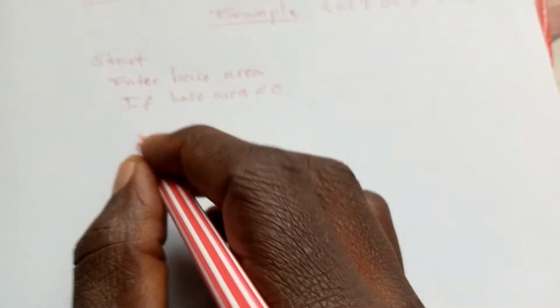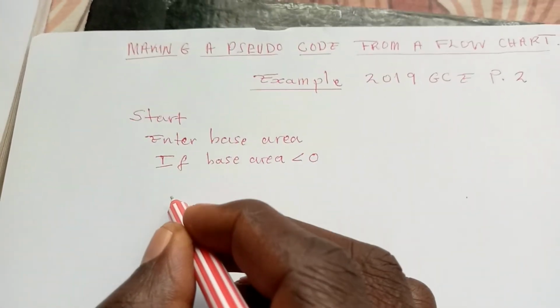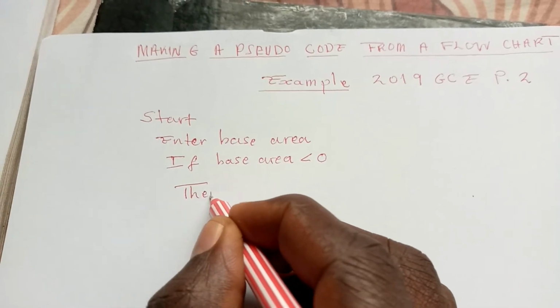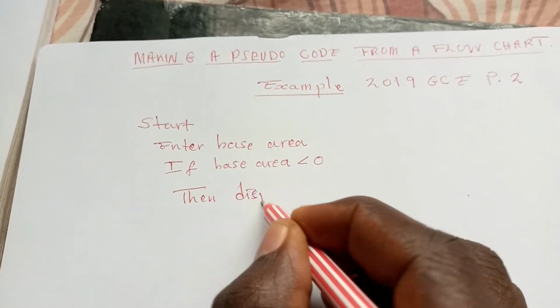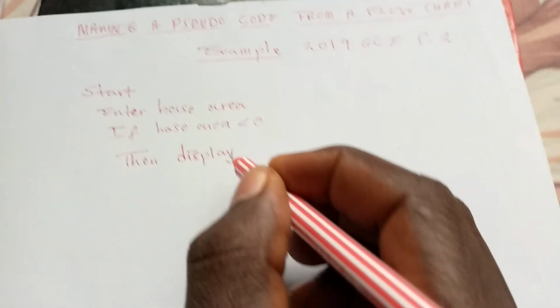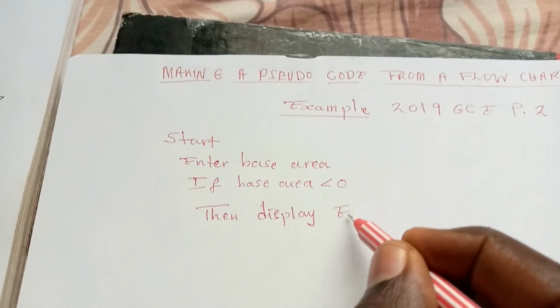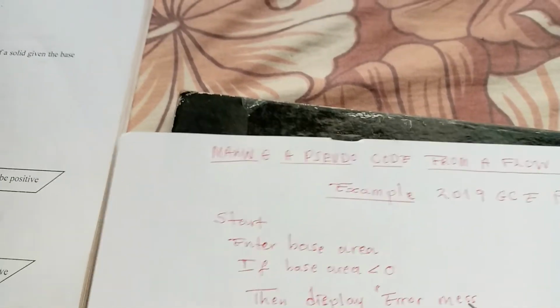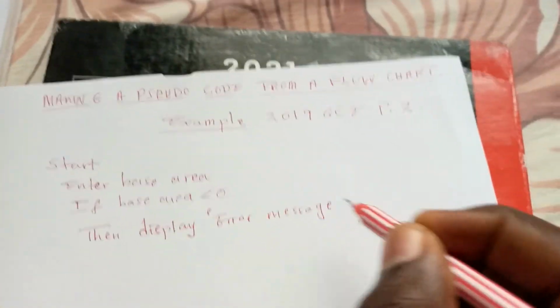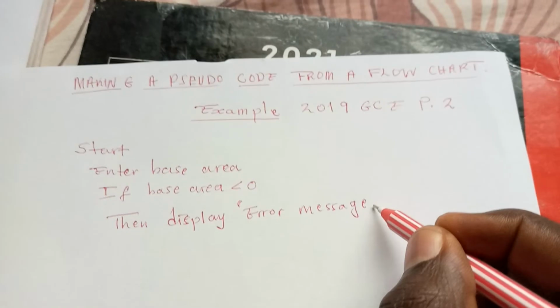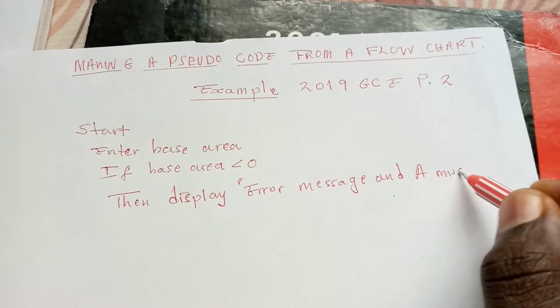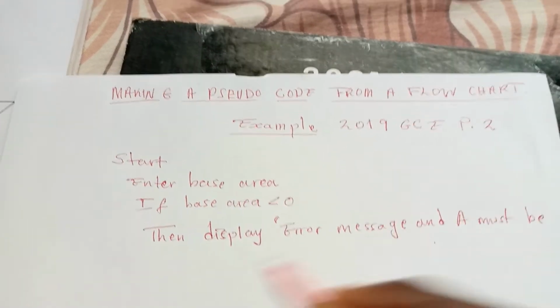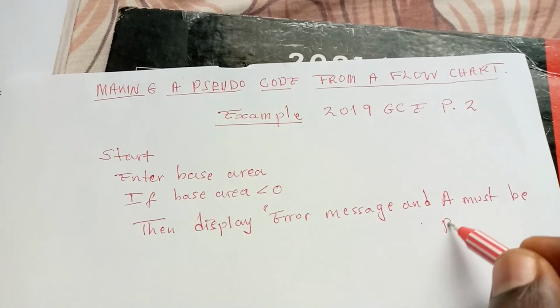So here you say then display error message and A must be positive.